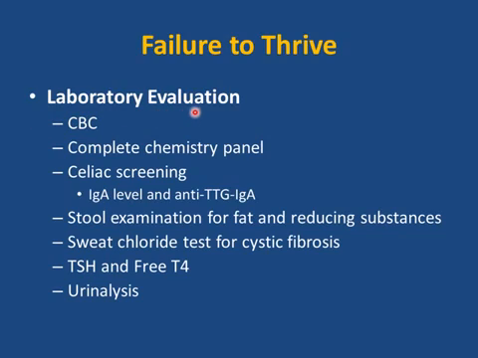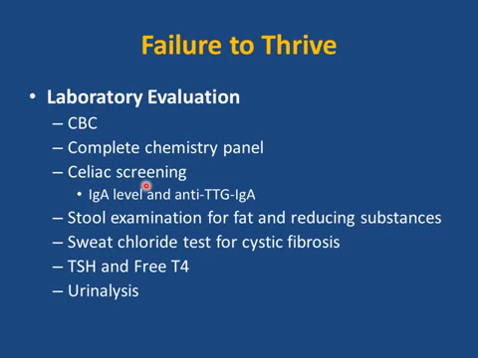Laboratory evaluation for failure to thrive. CBC, complete blood count, to check for anemia and blood disorders. Complete chemistry panel to check for metabolic acidosis, renal tubular acidosis, renal function, and liver function. Celiac screening. The best and most sensitive test for celiac is anti-tissue transglutaminase IgA antibodies. Some suggest testing IgA level to rule out IgA deficiency, which is a rare condition.